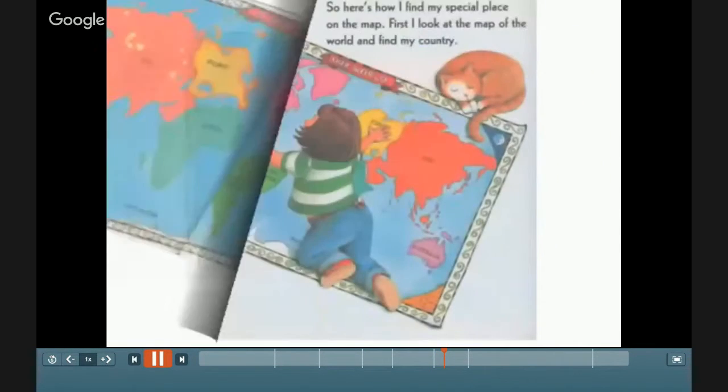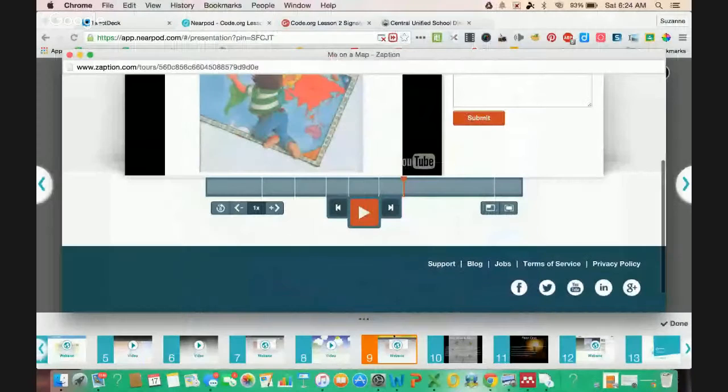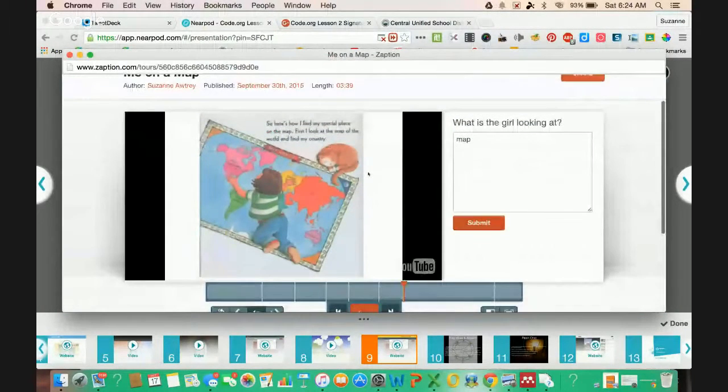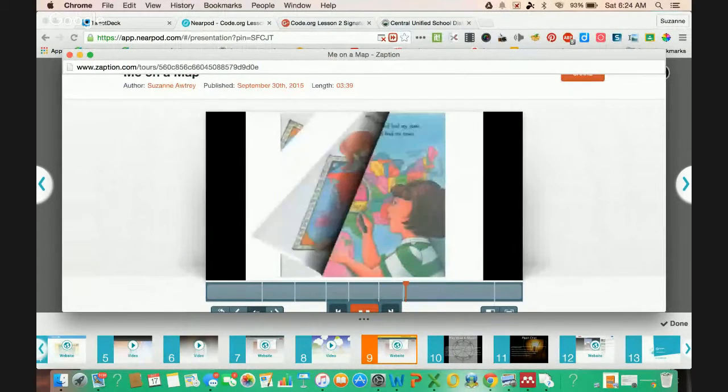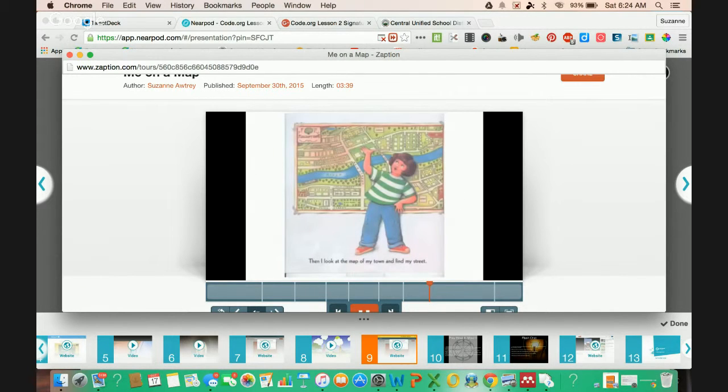So here's how I find my special place on the map. First, I look at the map of the world and find my country. Then I look at the map of my country and find my state. Then I look at the map of my state and find my town. Then I look at the map of my town and find my street.